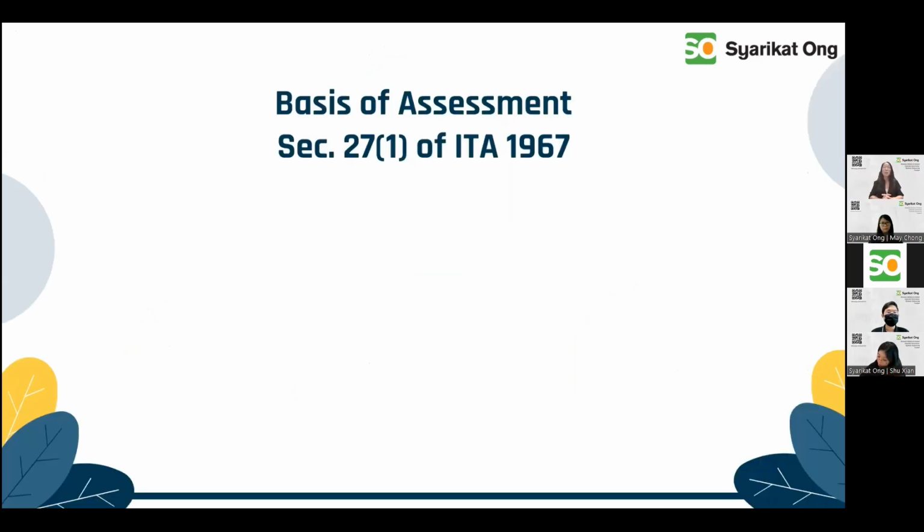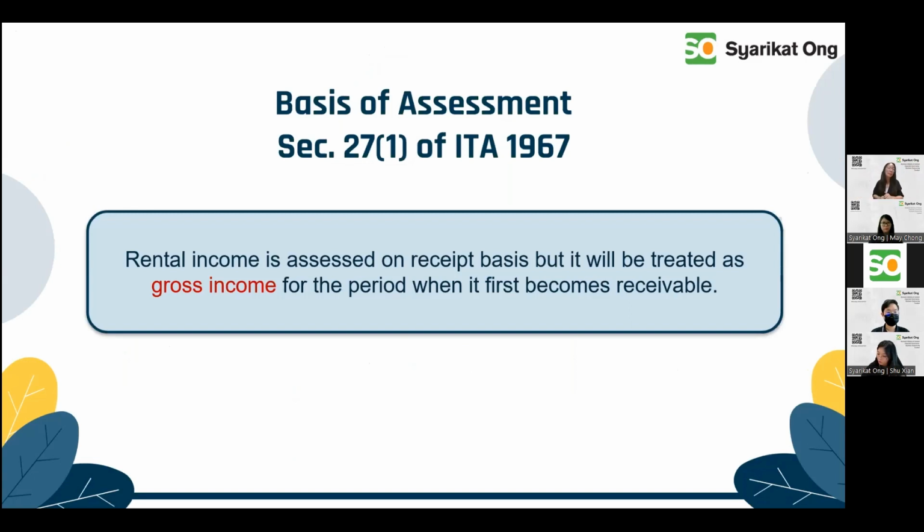I would like to take the opportunity to introduce Section 27.1. Okay, 27.1, we talk about this statement: rental income is assessed on receipt basis. But it will be treated as gross income for the period when it first becomes receivable. So meaning to say, ladies and gentlemen, it is the larger of the 12 months' rental that I'm supposed to receive, or the amount of rental that I receive, whichever is higher.